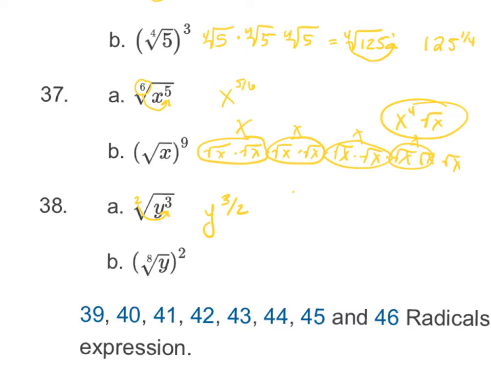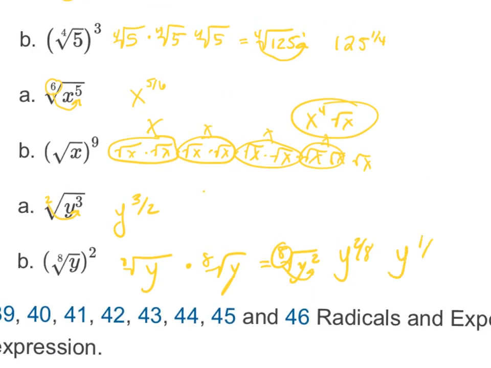And then here I have the 8th root of y squared. A root times a root is just a bigger root, so I have the 8th root of y squared. And then if I write that with a fractional exponent, I have y to the 2/8, which becomes y to the 1/4. Up here, I'd have to rewrite this as x to the 4th, and then this would be an x to the 1/2.